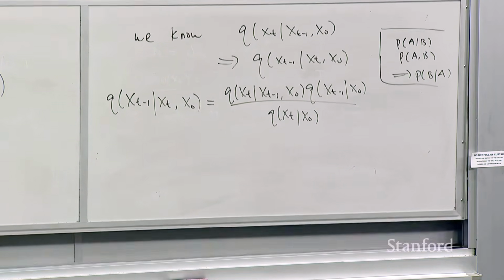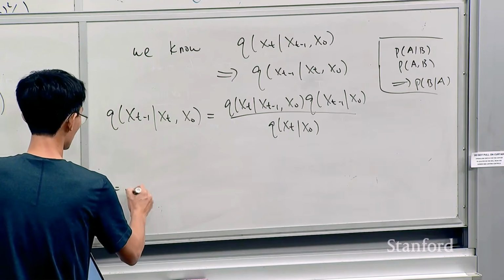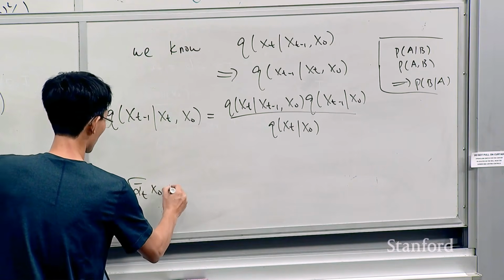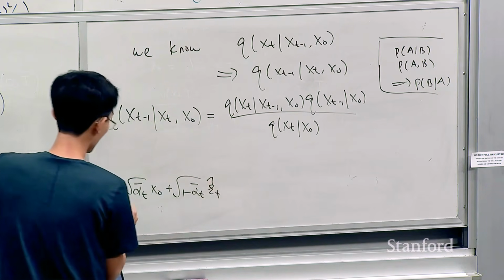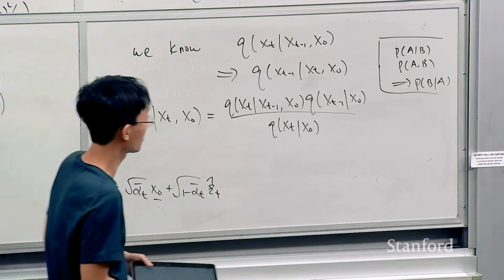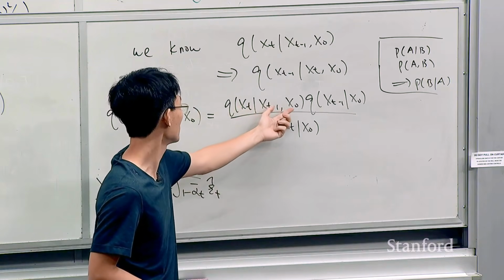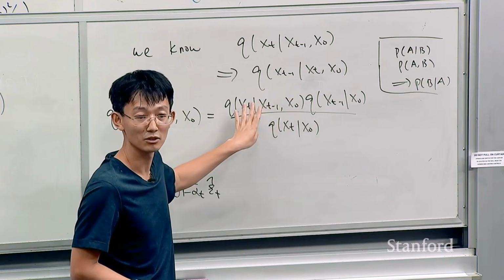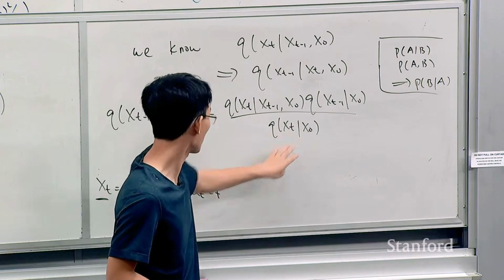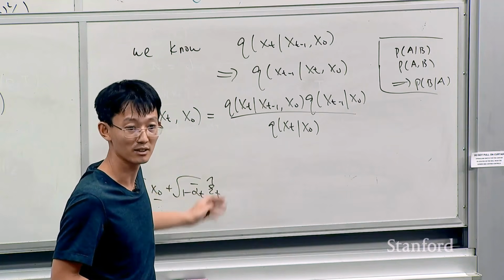Remember, I know xt equals square root of alpha t bar times x0 plus square root of 1 minus alpha t bar times epsilon t. So I know the relationship between xt and x0 very well, so I know the distribution here. And I know the distribution here because it's even easier: you don't even have to condition on x0, it's a Markov chain, so you can remove x0. So you know xt given xt minus 1. And you know this one for the same reason, because you know the relationship between xt and x0 exactly.